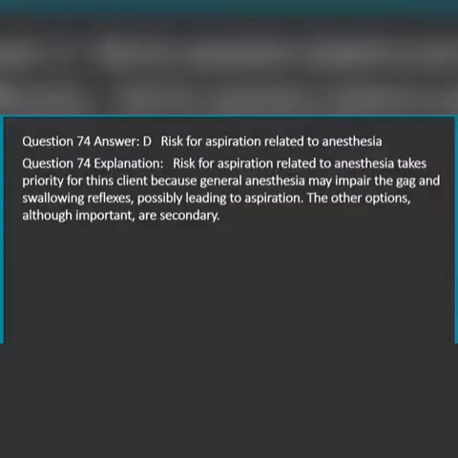Question 74 Explanation. Risk for aspiration related to anesthesia takes priority for this client because general anesthesia may impair the gag and swallowing reflexes, possibly leading to aspiration. The other options, although important, are secondary.